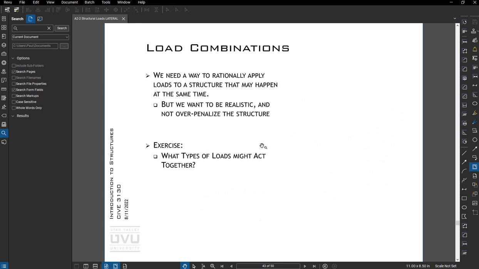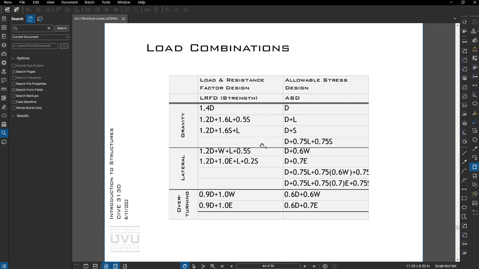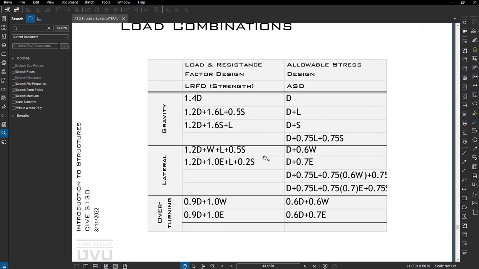Load combos, basically we need to understand if we have dead, live, snow, wind, seismic, blast, soil loads, whatever, how do we add those together? And this table helps us do that. You'll notice there's 2 types. There's LRFD, which stands for load and resistance factor design, and there's allowable stress. So let's just look at these first 4. These are gravity load combinations.